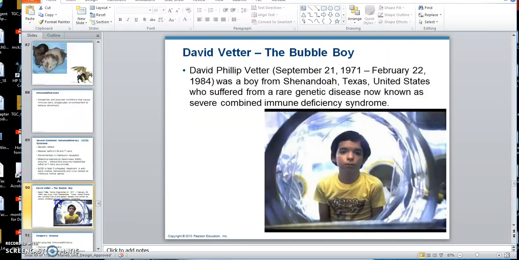The most common is this gentleman here. You may have heard of the bubble boy. He lived in Tomball, David Vetter. He had the severe combined and had to live in isolation, and finally they took a chance on a transplant of immune cells from his sister, I believe, and then he still couldn't make it because of an infection that occurred in the transplant.